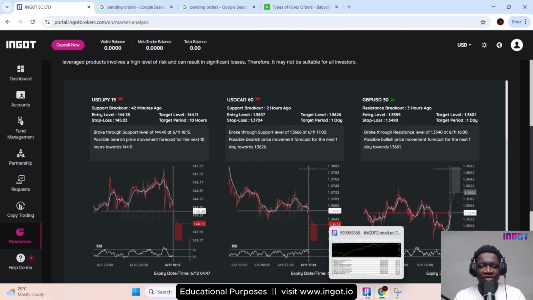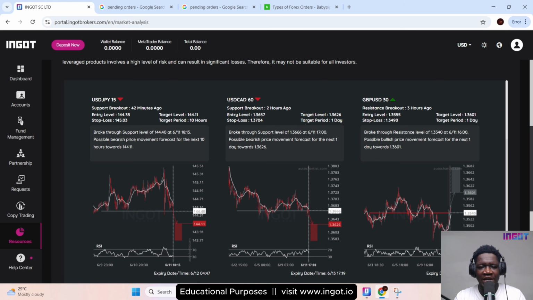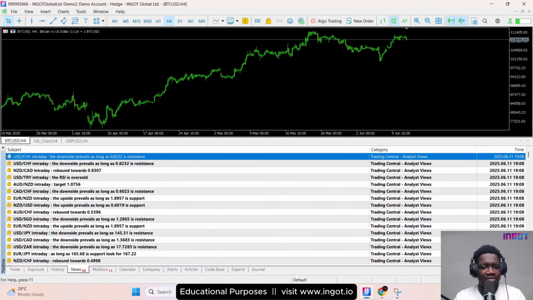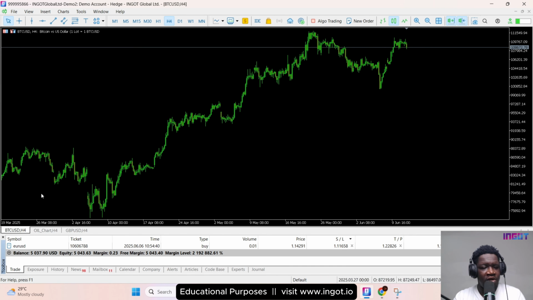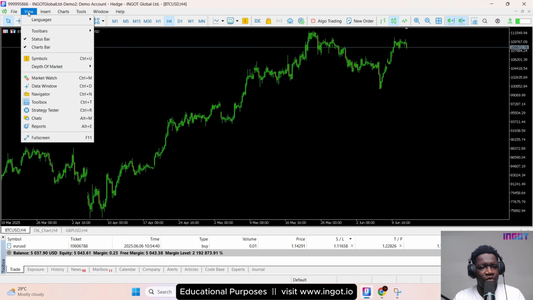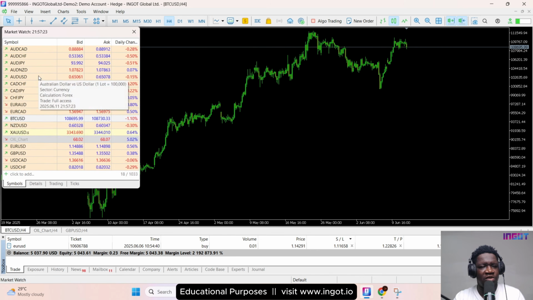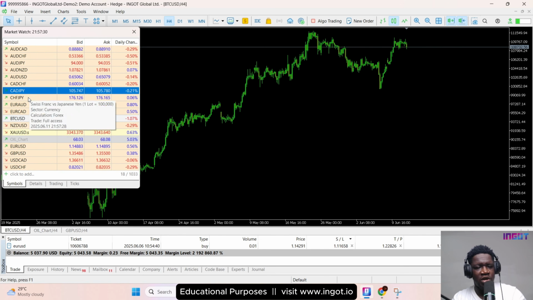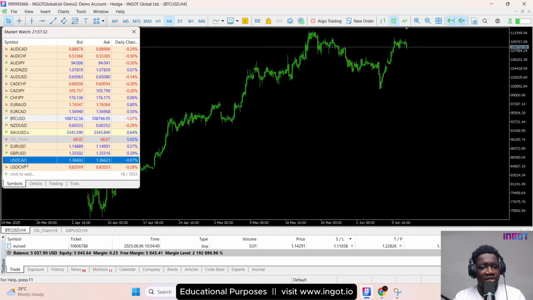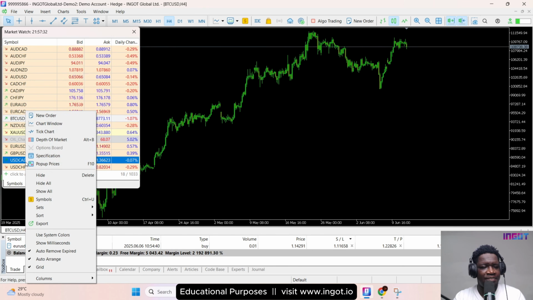I open my MT5. Remember, the instrument we want to trade is USD CAD. Okay, so MT5. USD CAD is nowhere here, so I move the mouse up here. I select view, then I select market watch. Then I come down here, I scroll down to select USD CAD. I found it here. Click here. Then I select new order.